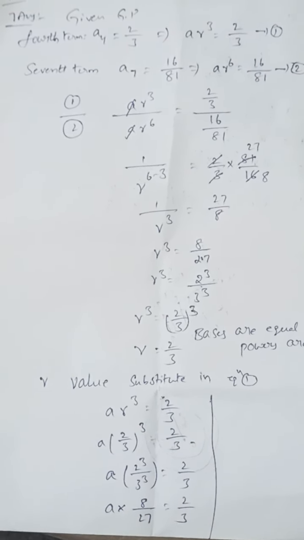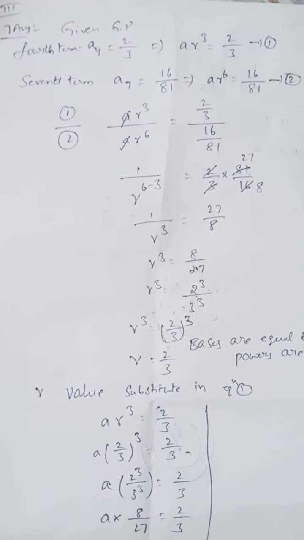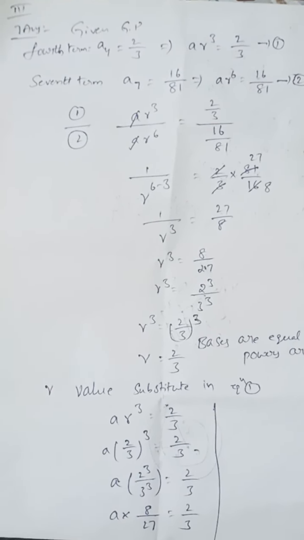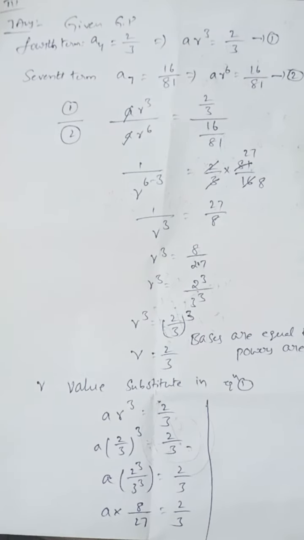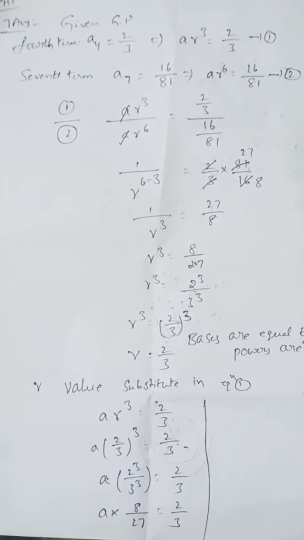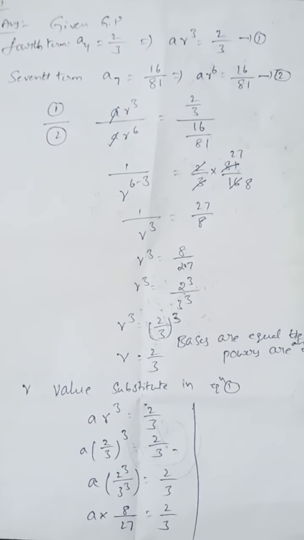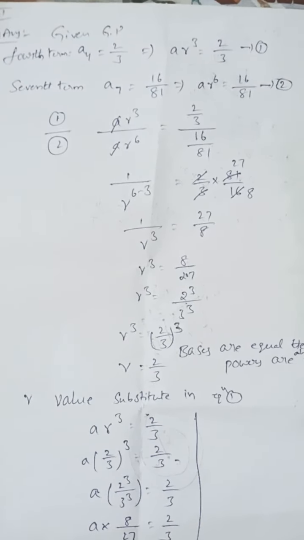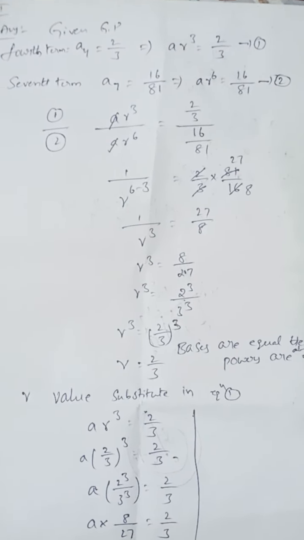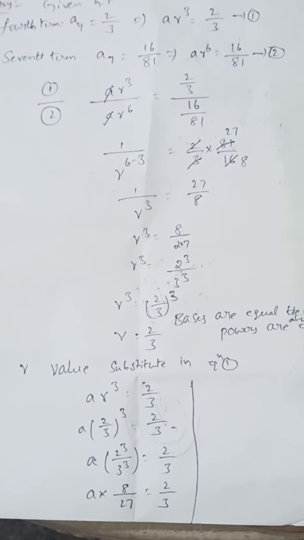So here in left side you can use the formula a power m by a power n is equal to 1 by a power n minus m. So n is greater than m. So that is 1 by r cube is equal to 27 by 8. So we can write as r cube is equal to 8 by 27. So 8 is 2 cube, 27 is 3 cube. So r cube is equal to 2 by 3 whole cube. So base are equal, powers are also equal, r is equal to 2 by 3.